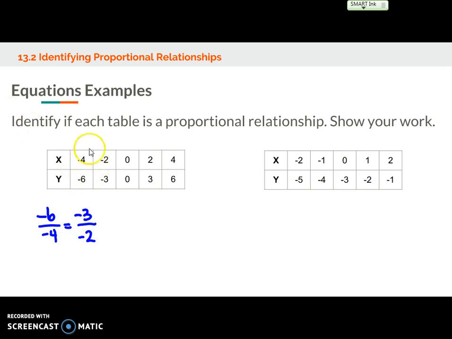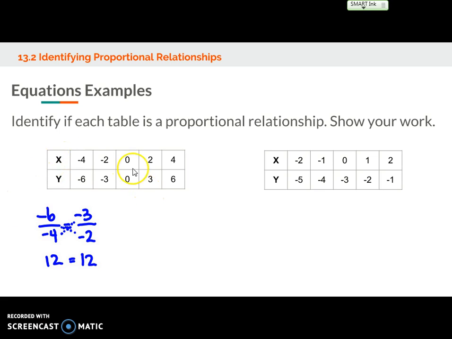I'm going to take the first values here, so -6 over -4 equals -3 over -2. So y's over x's, and now I'm going to cross multiply. If I get the same answer, then yes, it is proportional. If I get a no, then it is not proportional. All right, so 4 times 3 is 12. Negative times a negative is a positive. So 12 equals 12. It worked both ways there. So far it's proportional. Now I'm going to go to the next number.